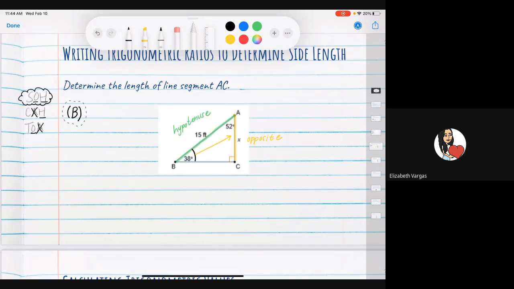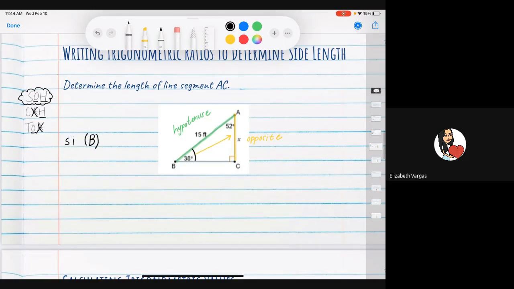Okay, so that means I'm going to do sine B is equal to opposite over hypotenuse. Opposite is x, right there. Hypotenuse is 15. And so how would I go about solving for this? Well, what I would do is first input what my B is. My B is 38.